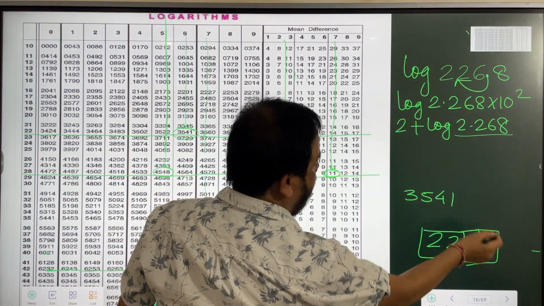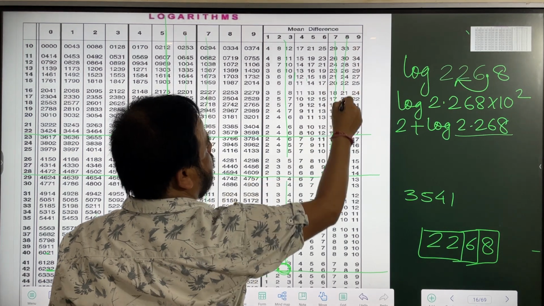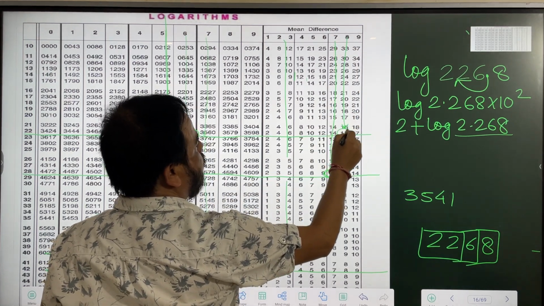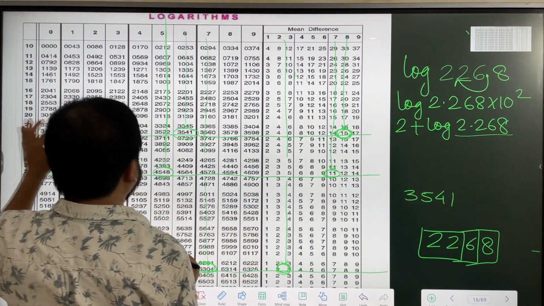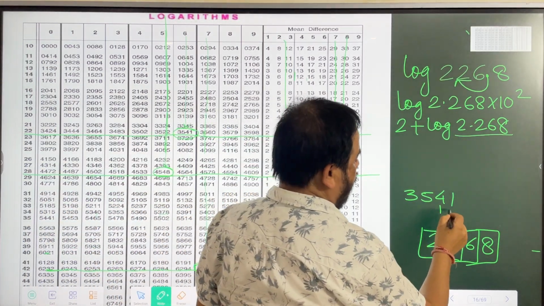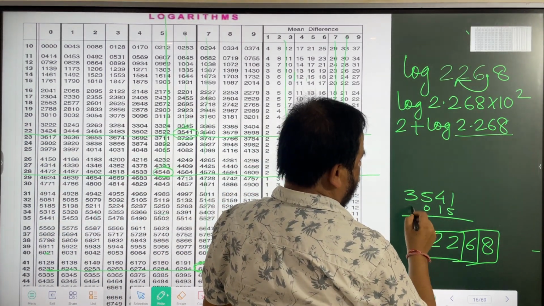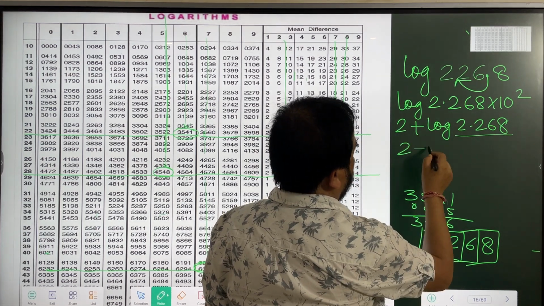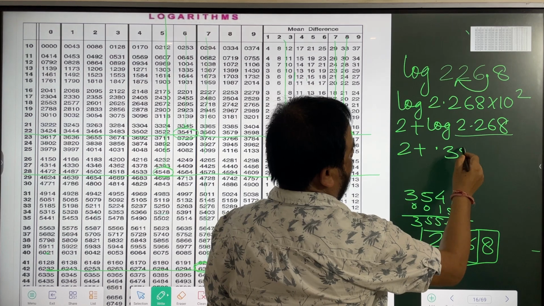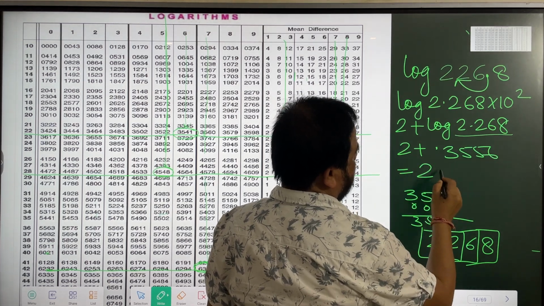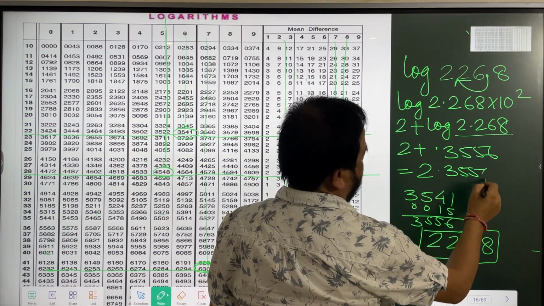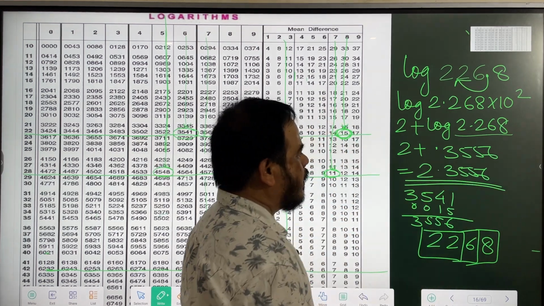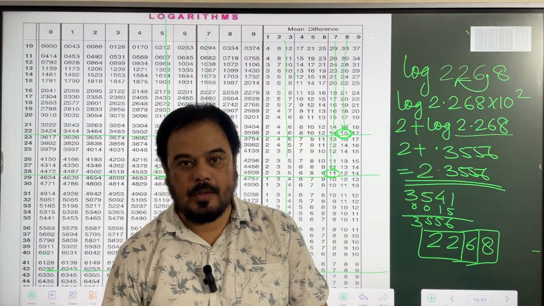Then 22, 6, 8. So we will go to 8. There is 15 in the line of 22. So here we will add 15. 0, 0, you can write 6, 5, 5, 3. So 2 plus decimal 3, 5, 5, 6. So the answer is 2.3556. So this is how we use log table.